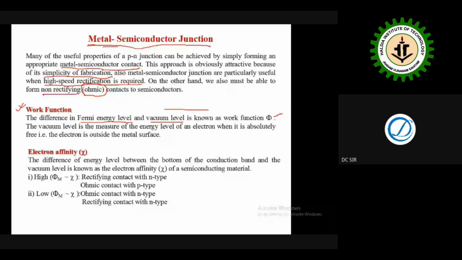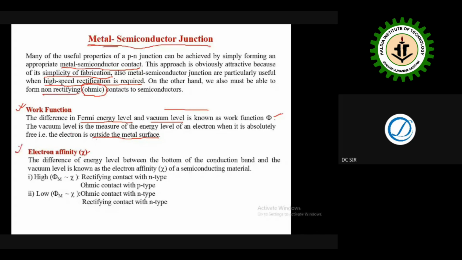The vacuum level is the measure of the energy level. We know the Fermi energy level, so what is the vacuum level? The vacuum level is the measure of the energy level of an electron when it is absolutely free, that is, when the electron is outside the metal surface. That level is called the vacuum level.